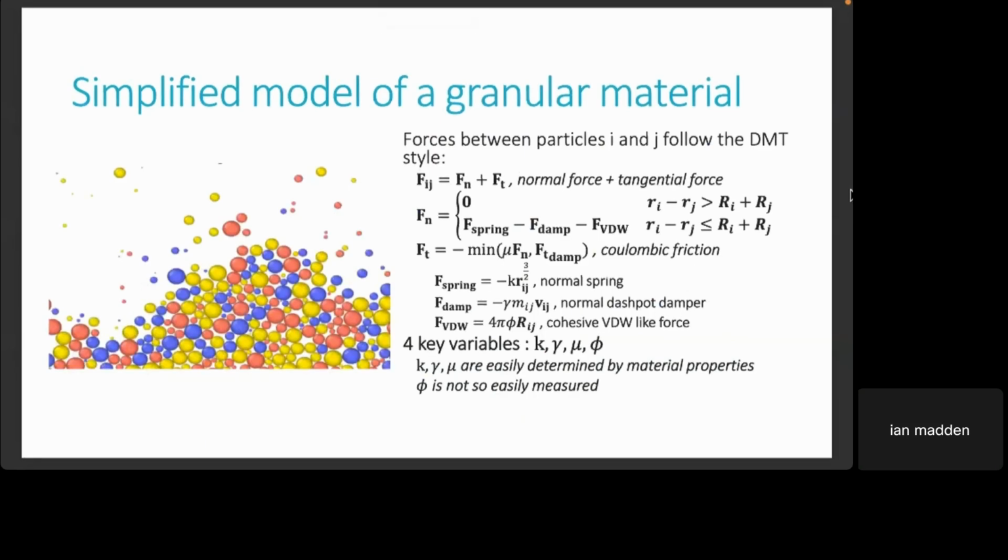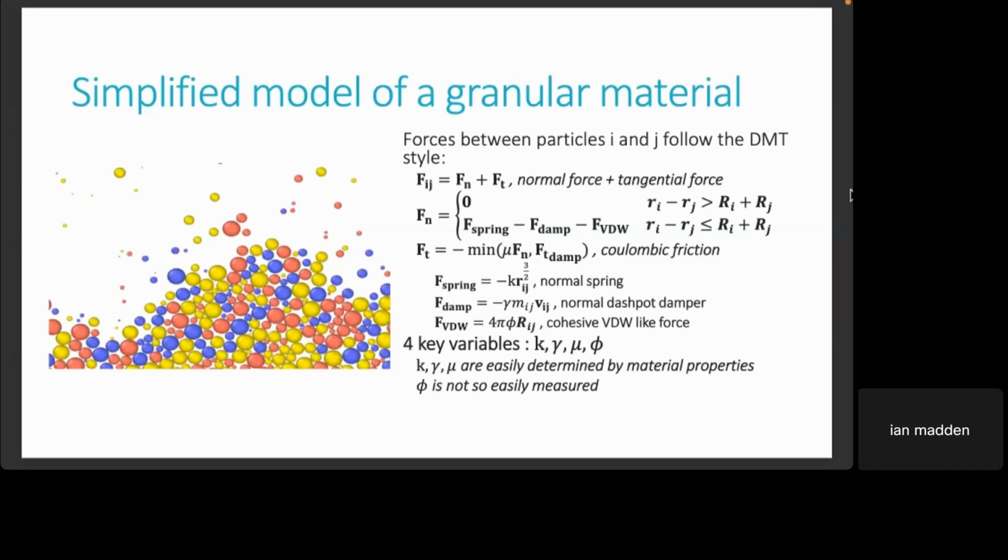So within this very simple MD model, we choose a very simple particle force model for how these grains interact. So we follow the DMT, Derjaguin-Muller-Toporov, I believe, model. So the force between any two particles is simply a combination of a normal and tangential force. The normal force is a combination of a normal spring, a dashpot damper, and then this approximation for the van der Waals force between two particles at contact. And then the tangential force is the same set of things, but with this Coulombic friction criterion.